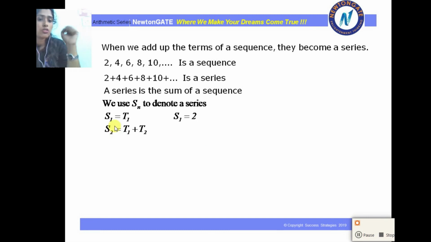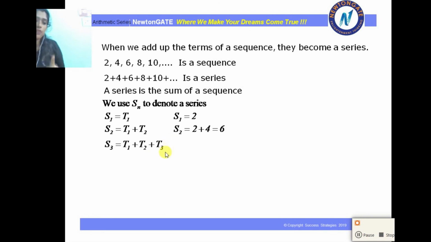So now S1 is equal to 2, so T1 will also be equal to 2. Now S2 is term 1 plus term 2. We are adding the first term and the second term. Here we will get 2 plus 4, that is 6. Yes, 2 plus 4 is equal to 6. S3 will be the first, second and third term being added. So that is 2 plus 4 plus 6, that is 12.